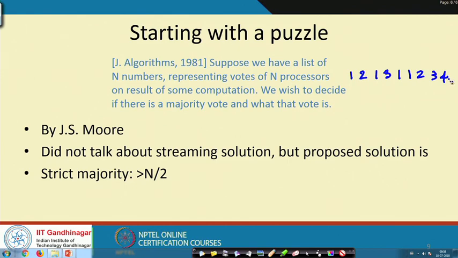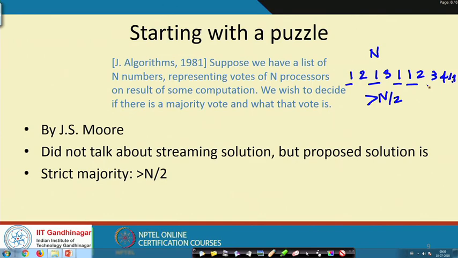So, now he is asking: is there a majority vote, a strict majority vote? That is, if there are n processors, is there a particular option that appears strictly more than n by 2 times? Here for instance, you could potentially say that if I put in a few more ones, the option 1 appears more than n by 2 times. This is easy to do as such, because you can just keep a counter and so on. But again, can we do this?